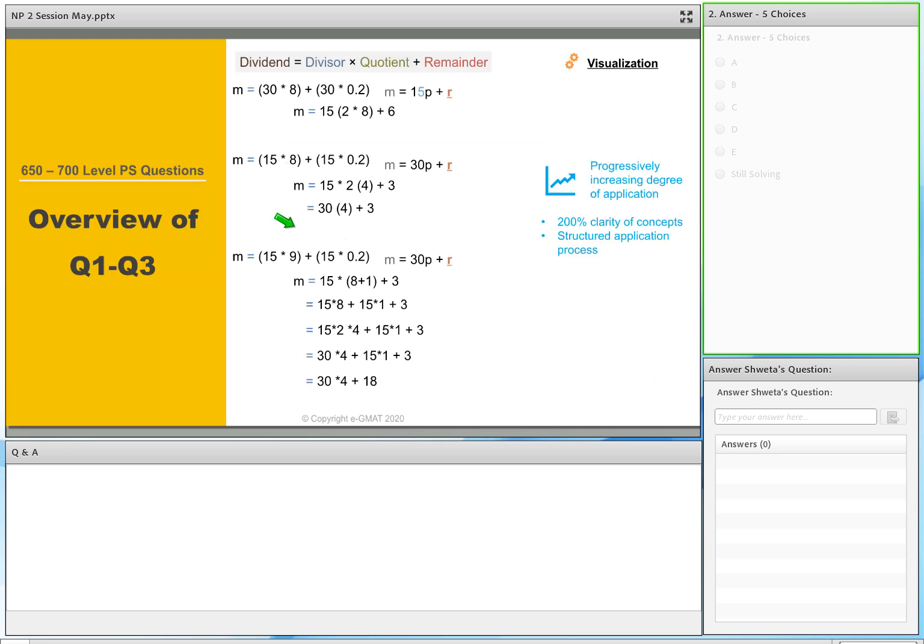Now, here is an overview of these three questions that we did. The first one, you again used the DNR equation. Second, you used it. Third, you used it. It was slightly different in each of them, progressively increasing application. In the last one, when it got the fanciest, where you could not just break 9 down into 2 times 4.5. But then it's the same idea that we are following throughout.